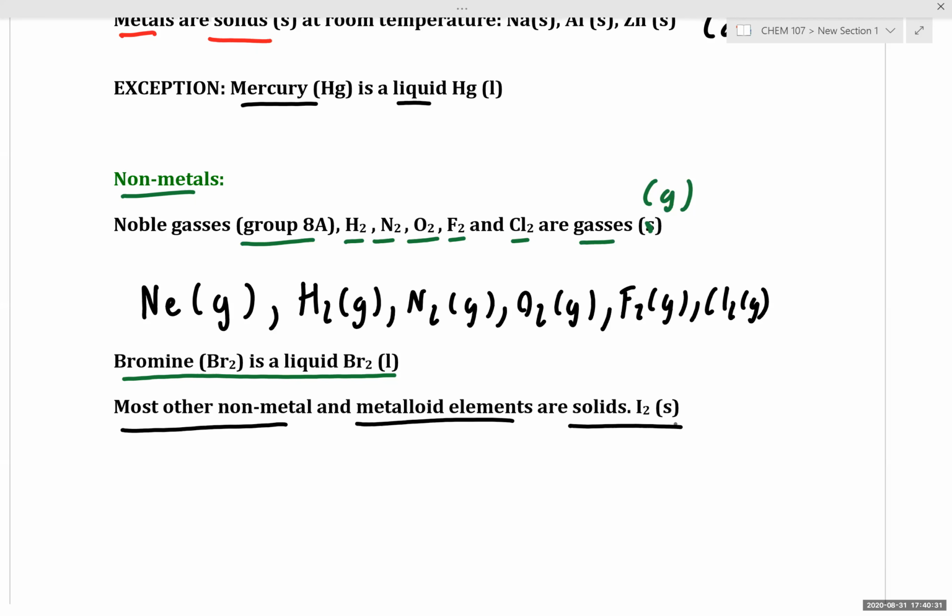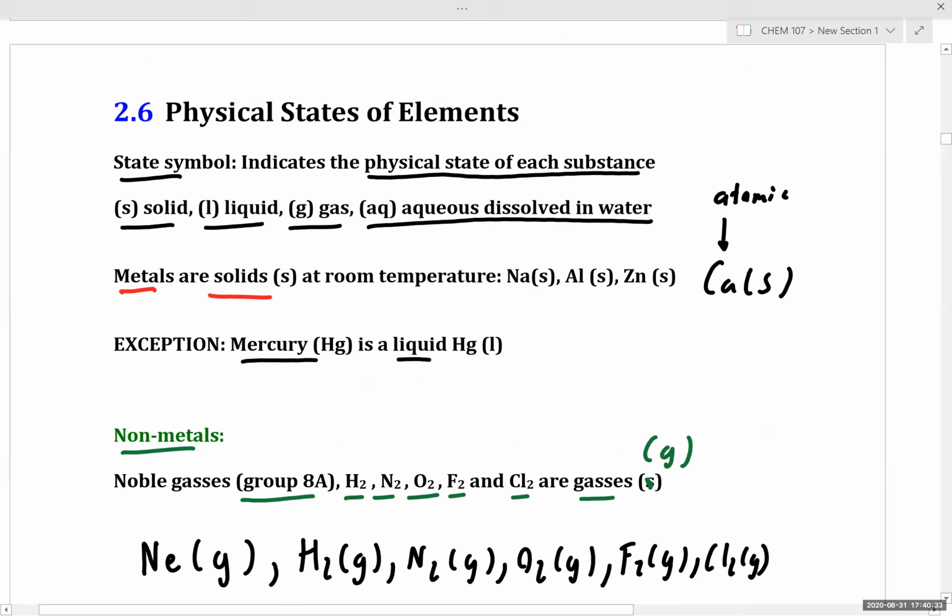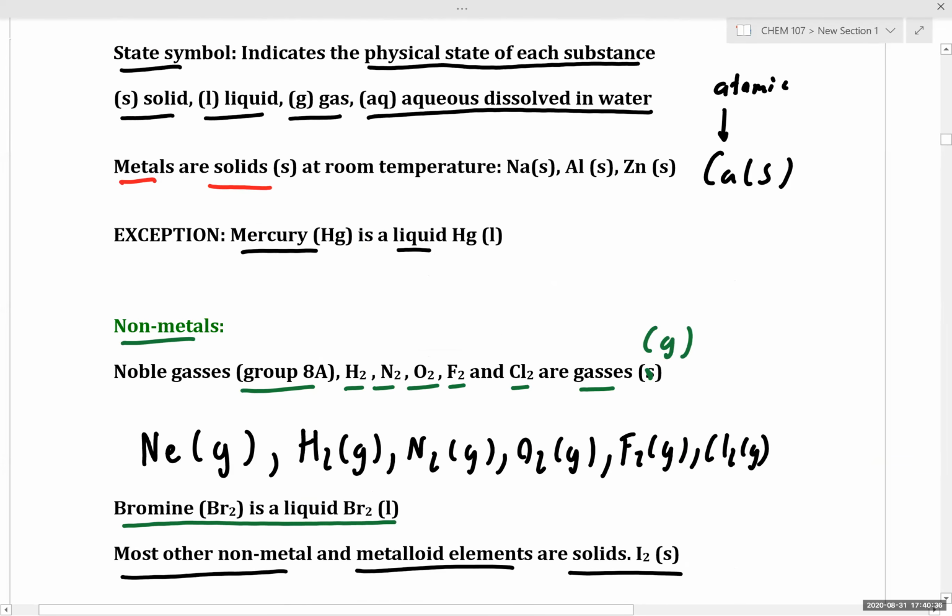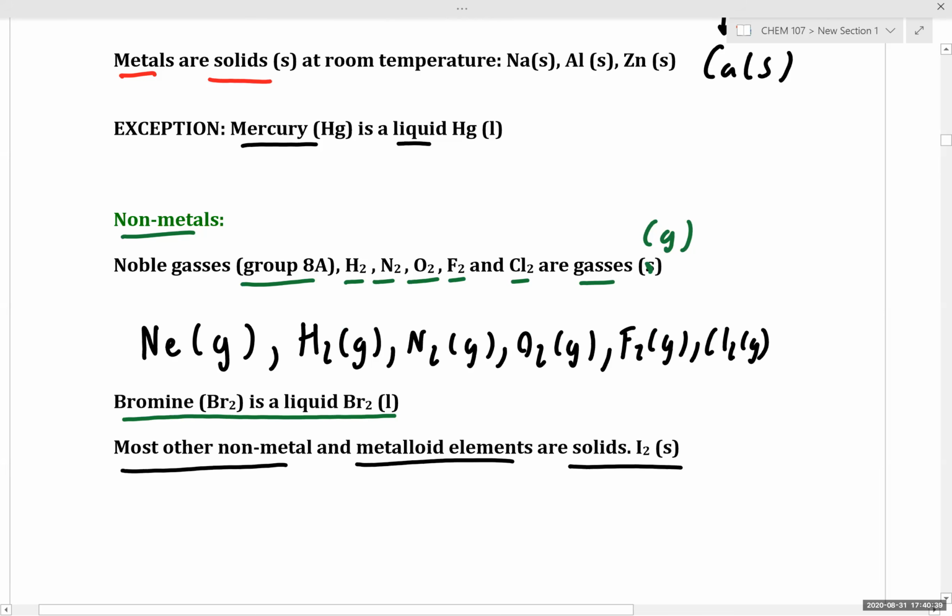So in general, most elements are solid at room temperature. Just as a refresher, metals are solids, mercury is a liquid. Your noble gases, hydrogen, nitrogen, oxygen, fluorine, and chlorine are gases written with a G symbol. Depending on whether we're dealing with a noble gas or a nonmetal, we either have an atomic gas, or a diatomic or molecular gas. Bromine is the only nonmetal that is a liquid, and every other nonmetal and metalloid is going to be a solid at room temperature.